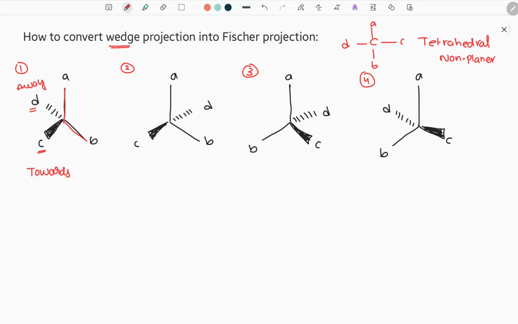We are the observer, so thick line means towards us, facing us, and dotted line means away from us, that is backside. Okay, this represents tetrahedral geometry. And the point is how to convert wedge projection into Fischer projection. The only trick we have is how the molecule is observed in the wedge projection. We should stand in between the normal line and thick line, and observe where the thick line is to us, either left side or right side.